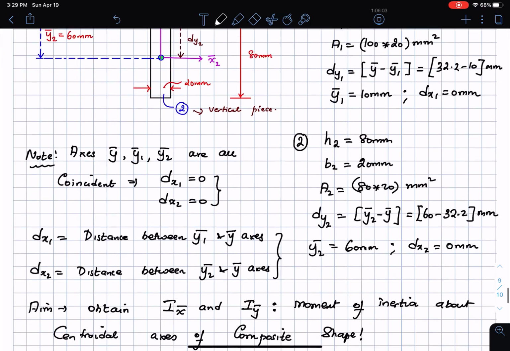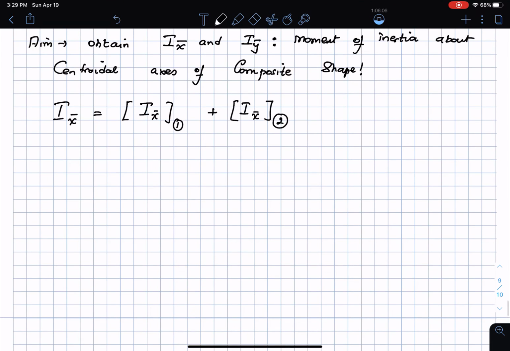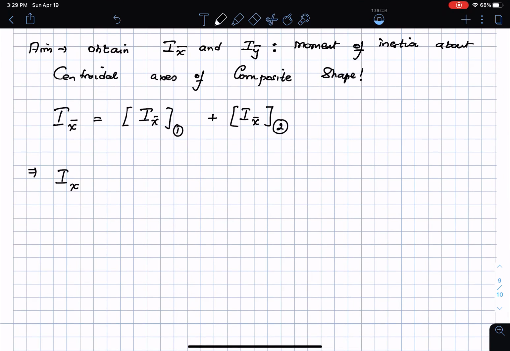Okay, all right, so we say the following then. Ix bar is equal to Ix1 bar plus A1 dy1 squared, and then Ix2 bar plus A2 dy2 squared. This is the moment of inertia about its centroidal axis for shape 1 plus the parallel axis theorem term that is used, and likewise for shape 2. This is for shape 1, this is for shape 2, and then I just start filling in the blanks.